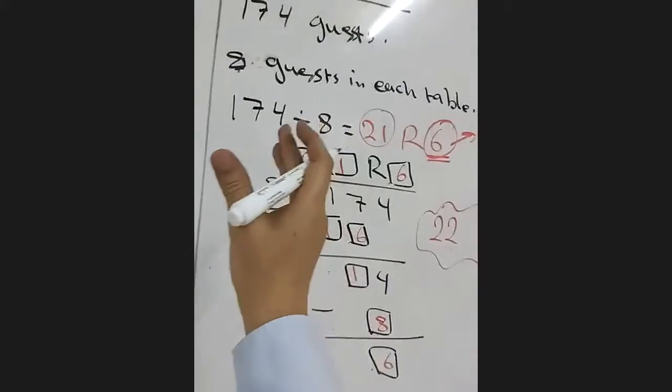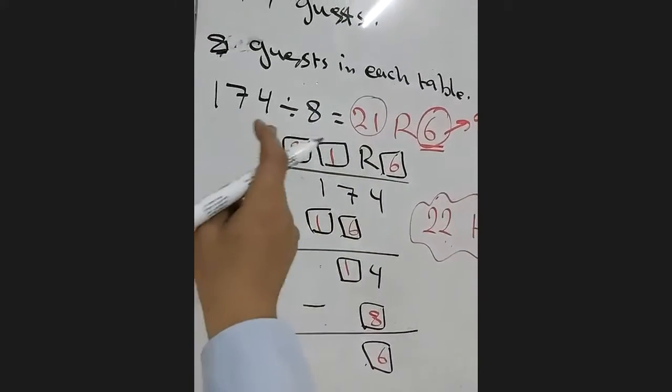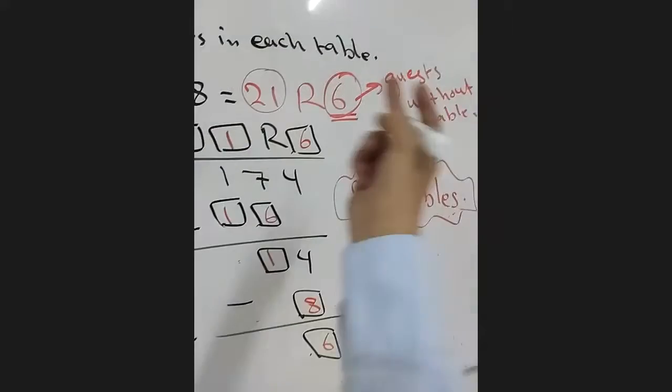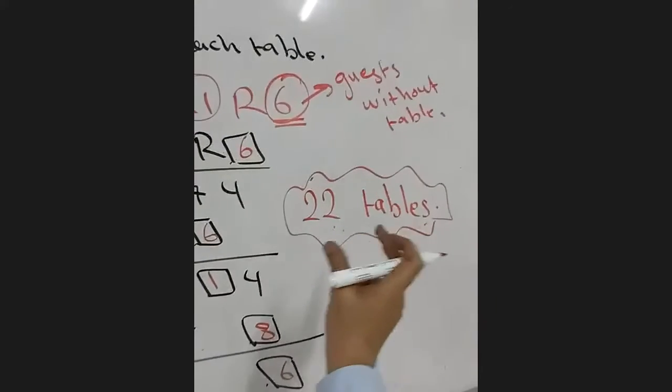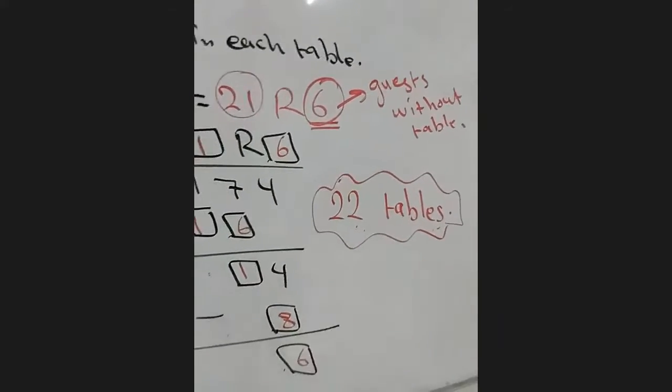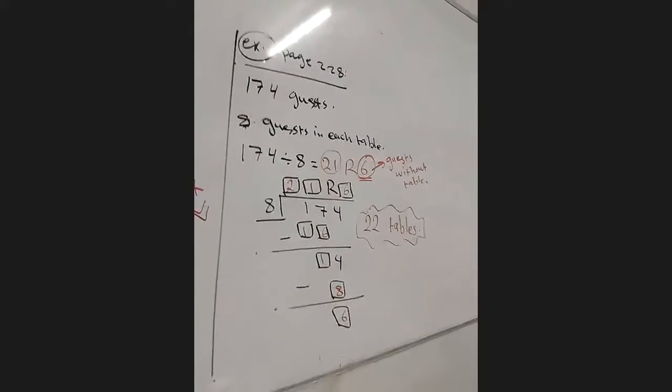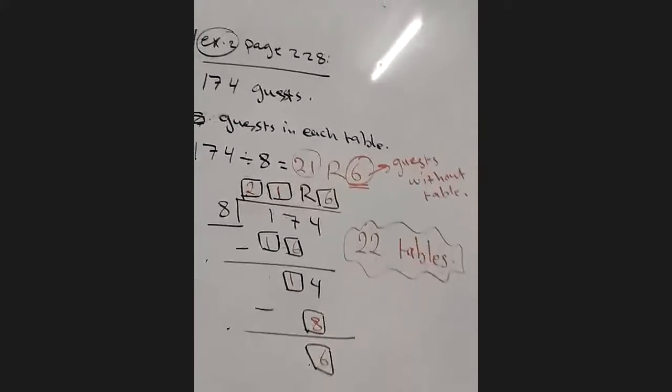No, we need to bring another table for them. So 21 for the part of this 174. Then we bring another extra table for the leftover guests. Then how many tables do we have? 22 tables. This is example 22. Excellent, thank you.